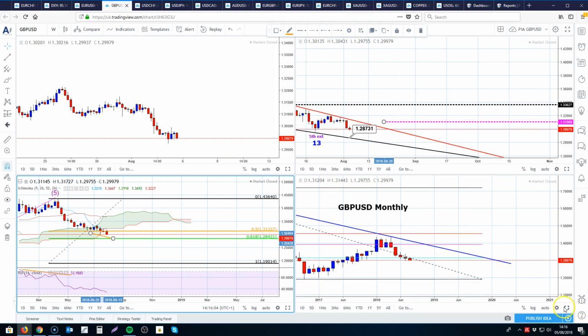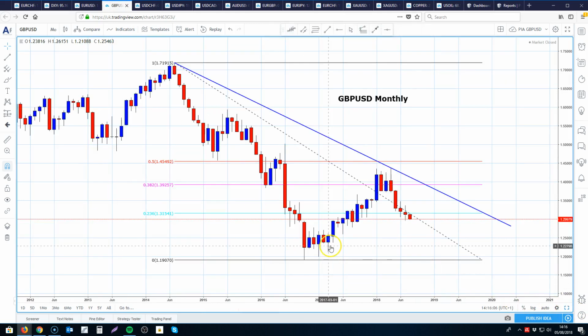Cable monthly chart, again, we're not going to look at all these monthly charts, they're not really telling us a lot. Two months of indecision, then we're starting to move again to the downside.